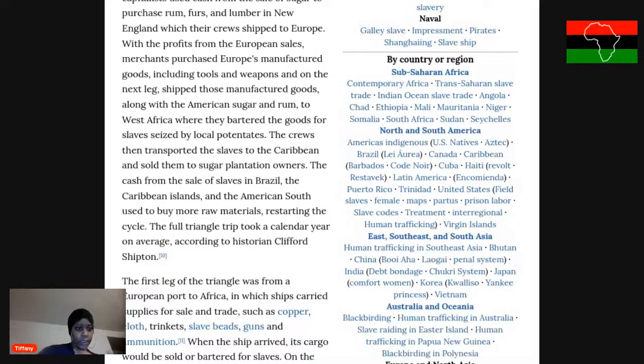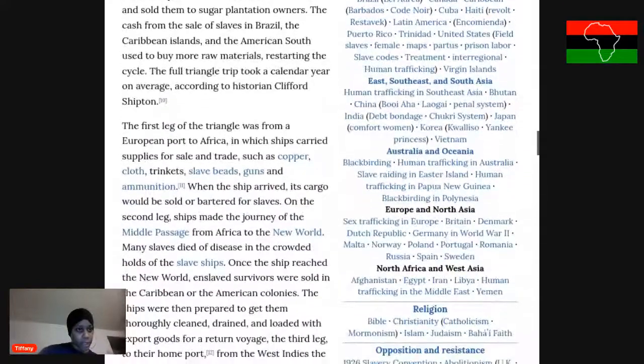The cash from the sale of slaves in Brazil, the Caribbean islands, and the American South was used to buy more raw materials, restarting the cycle. The full triangle trip took a calendar year on average, according to the historian Clifford Shipton. Then what else does it say?